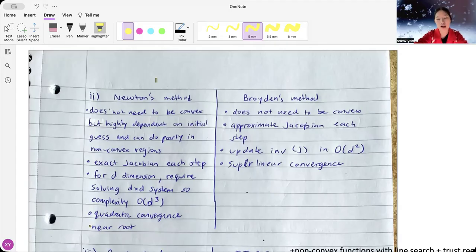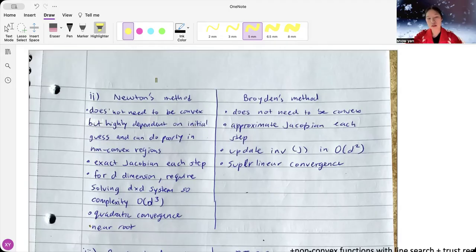So it's a good idea to be convex, but it doesn't necessarily have to be. But it does have to have the exact Jacobian each step, which means that if it's hard or difficult to calculate, for sure, not a good idea to use Newton. And for D dimensions, it requires solving a D times D system, so the complexity of doing so would be O(D^3). So if the dimension is large, not a good idea either. But definitely the advantage is its rate of convergence. It's quadratic, especially near the root.